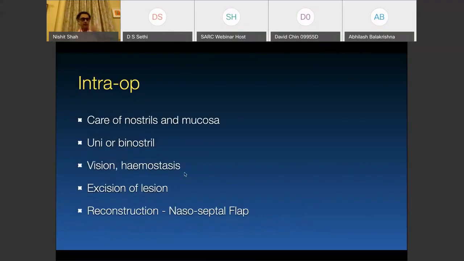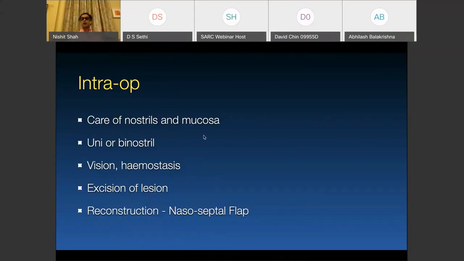So now a few things that we need to consider during the surgery itself. Care of nostrils and mucosa. Every time you put the endoscope in, you're going to be rubbing against the alar here. And if your endoscope is not well lubricated or not wet, it very quickly dries or burns the skin, and that can cause stenosis. These children's skins are very, very delicate.